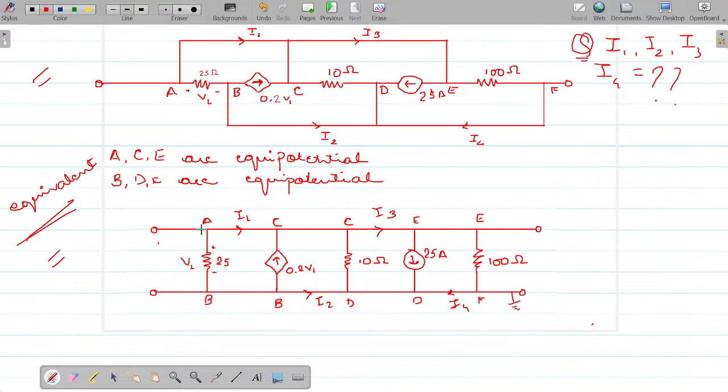And this potential is already defined to be what? V1. So if I calculate V1, can I calculate the currents much more easily? Right? I'll tell you how. I hope you're clear till this point. So I'm taking this figure to the next slide.